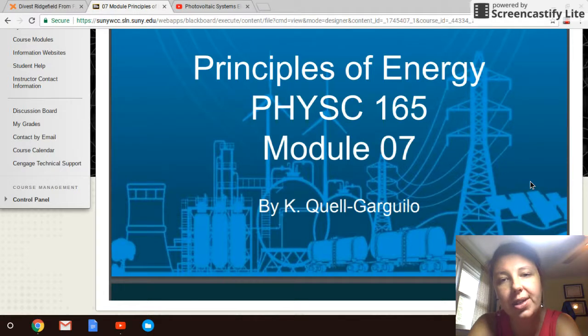This is Module 7. We're going to be talking about photovoltaics and a little bit about solar power and how we make electricity using that power. To start off, we're just going to begin with the electrical engineering equations of figuring out how much power you have in a system, and I'll show you quickly resistance.